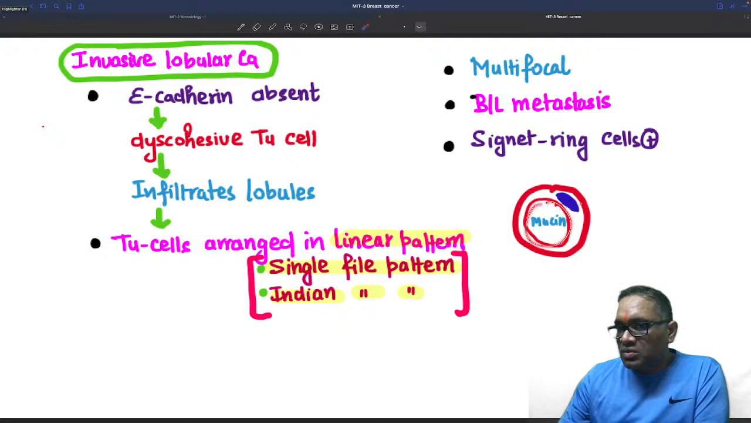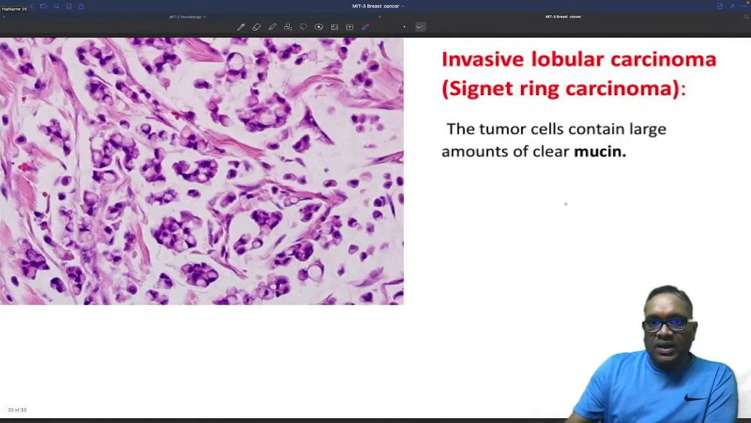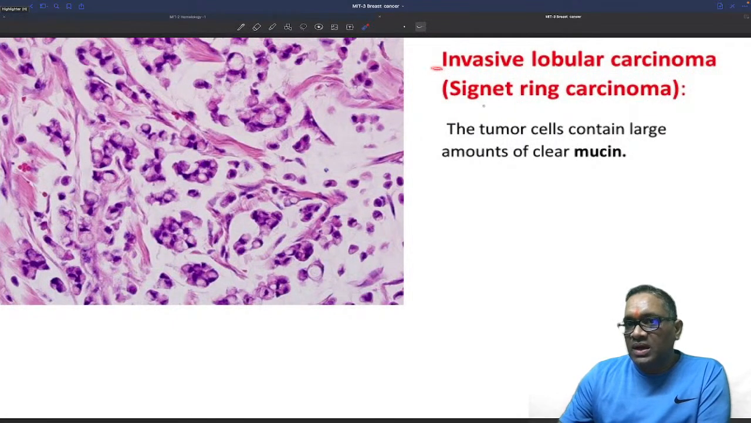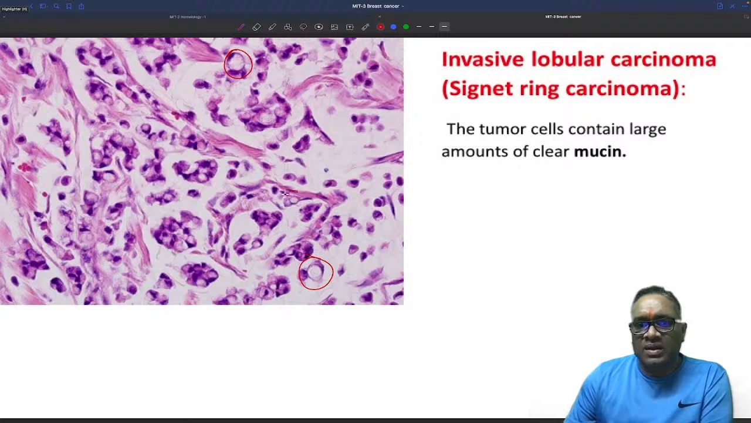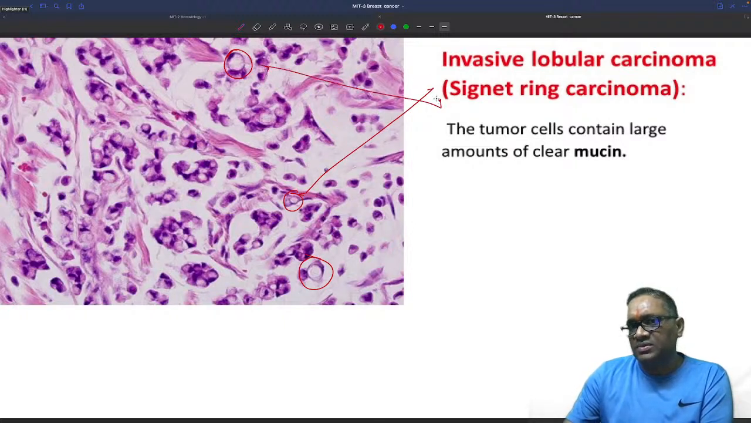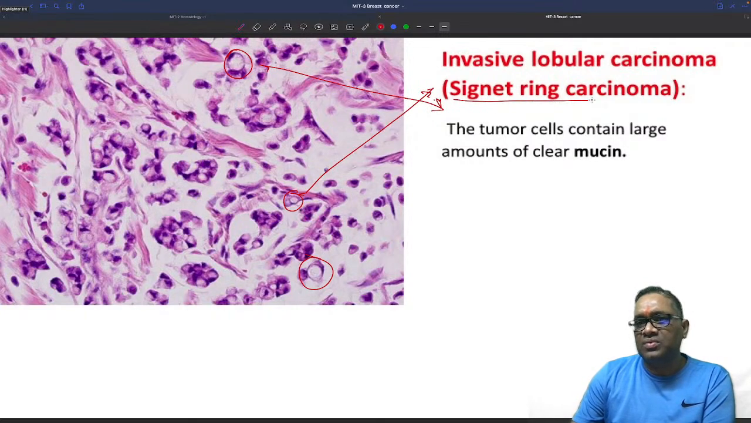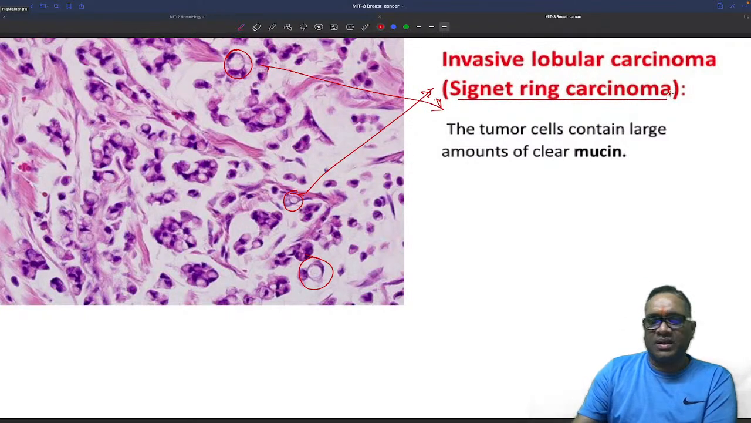Mucin is pushing the nucleus to the periphery, so that is what the fourth option was given, right? And you can notice that invasive lobular carcinoma, Signet ring cell carcinoma, is also called Signet ring cell carcinoma because of these Signet ring cells which I have shown you in the images also, right? So these are all Signet ring cells. What I am showing you here, all these are very clear-cut Signet ring cells, which I have shown you in the image.